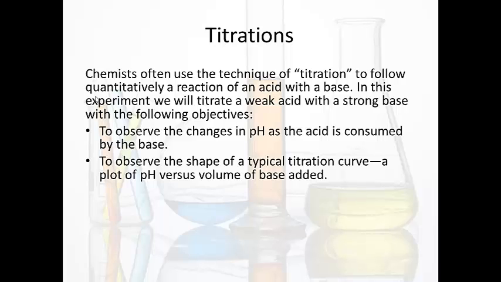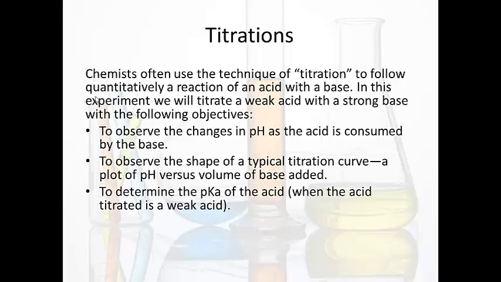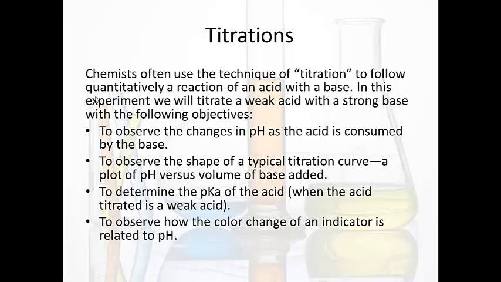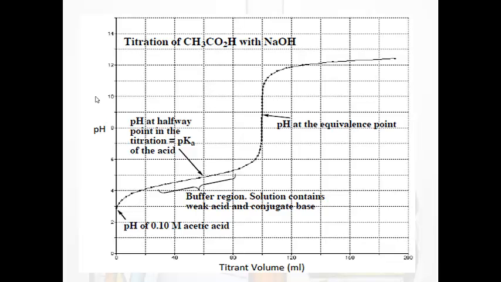We also want to take a look at the shape of a typical titration curve, which is a plot of the pH versus the volume of the base added. So as this titration progresses, how does the pH change as we add more and more base? We'll also be able to determine the pKa of this weak acid that we're titrating. And we also want to take a look at the color changes of various indicators as they relate to pH. And as the pH changes, how does the indicator change color? Here's an example of a titration curve of a weak acid.